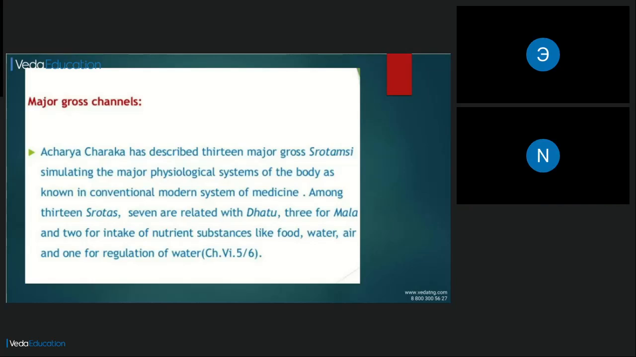There are also channels, Srotas, for Dhatu, Mala, and importantly, you can see Srotas for food, water, and air. Srotas doesn't mean that all the Srotas are related to the digestive tract. It can be anywhere in the body.